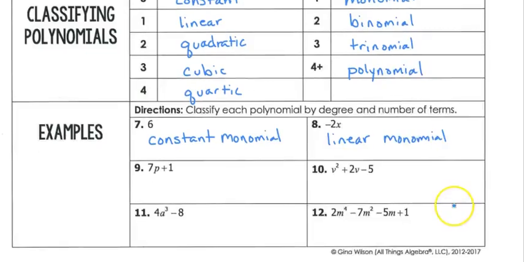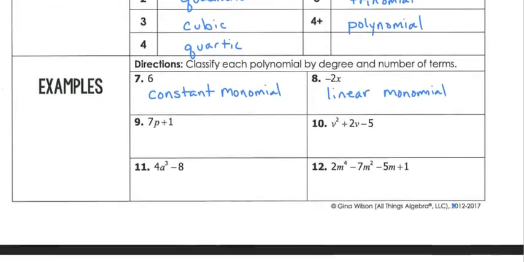Okay. If we look at, let's say, number 10, okay, my highest exponent is 2, so that makes this quadratic. And then there are 1, 2, 3 terms, because remember, every time there's a plus sign or a minus sign, that's a new term. So 3 terms, so this is a quadratic trinomial. Okay, why don't you give number 12 a shot?